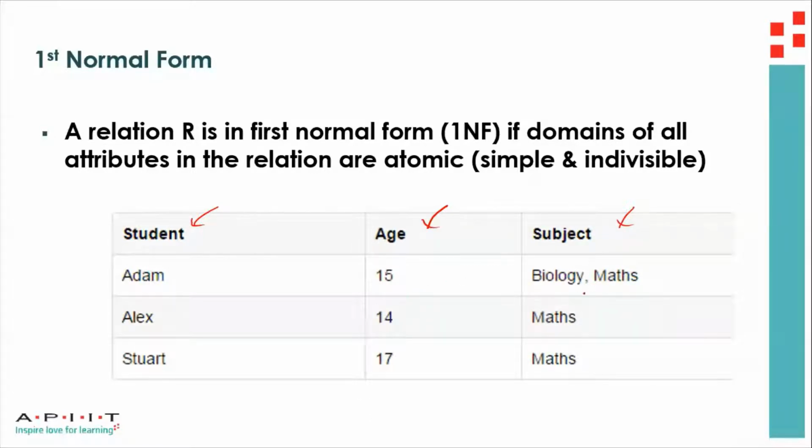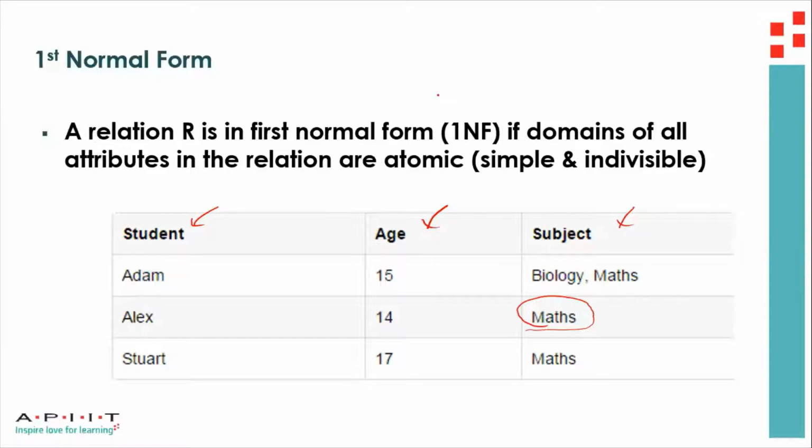We cannot have multiple values like this. Look at this one. Student Adam, age is 15, and he is following two particular subjects. One subject is biology and the other one is maths. In a particular attribute, we cannot have multiple values like this. The domain should be simple and indivisible, just one value. So if you are getting a table with a column or field with multiple values like this, that relation is not in the first normal form.